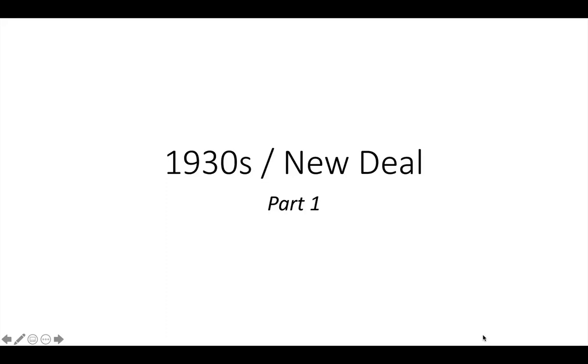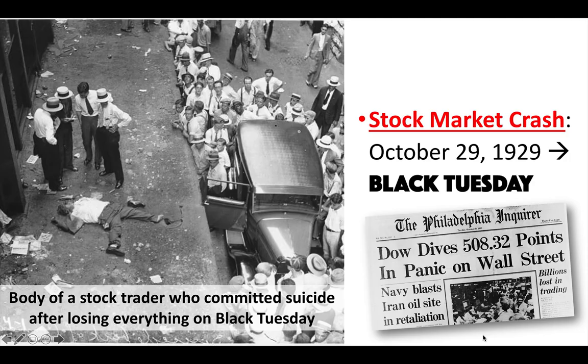Hey, what's up? In our last presentation, we took a look at the causes of the Great Depression and took a quick look at some of the effects and what people were dealing with. In this presentation, we're going to take a little deeper dive into the 1930s, and we're going to start our discussion on FDR and how he's going to try to tackle some of these issues that he faces when he takes office.